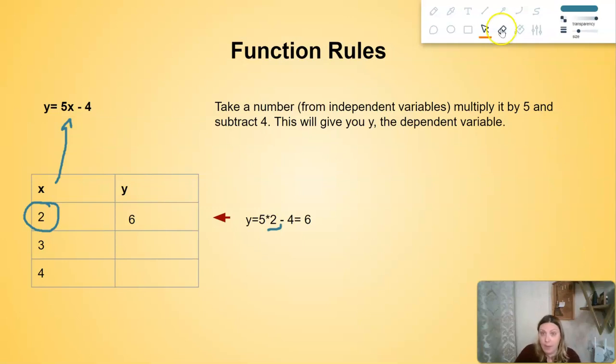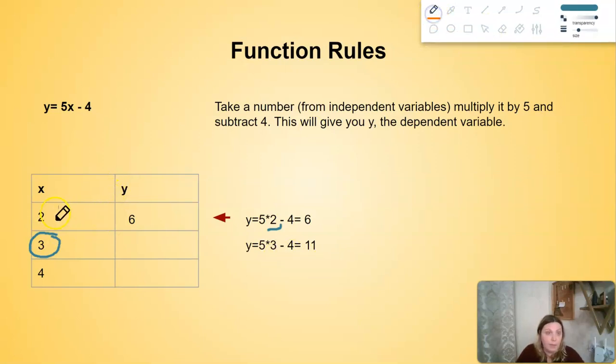There. I found out this value. Well, what about the next one? Super easy. This time I'm going to take this one, and I'm going to go ahead and plug it in instead of the x. Right there. 5 times 3 minus 4. That's 15 minus 4. That's 11. Super easy.